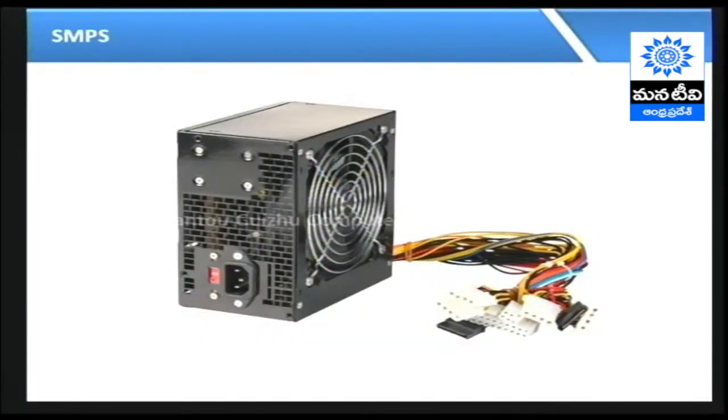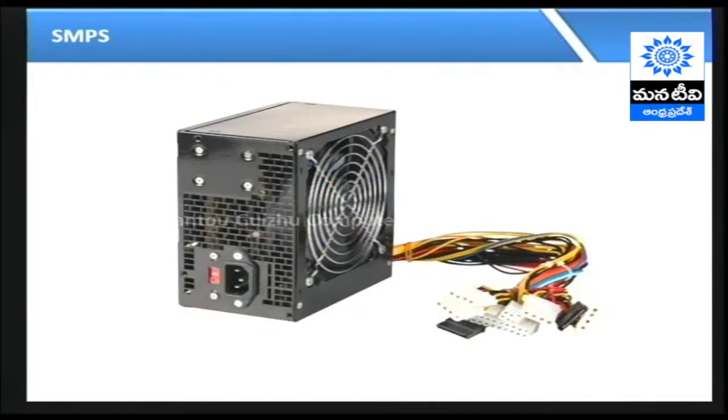Look at the screen. On the screen you can see one more component. The component is SMPS. Up to now we discussed different components of the computer. The first component is processors, second is primary storage devices, third is the motherboard, and the motherboard components are also over. The fourth component is SMPS. SMPS stands for switched mode power supply. It is one of the physical components of the computer.